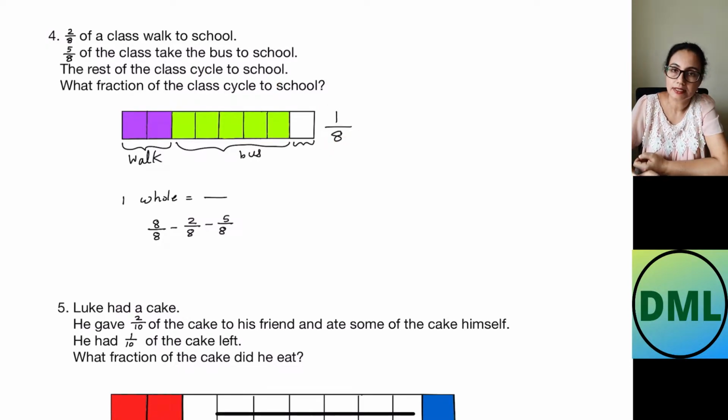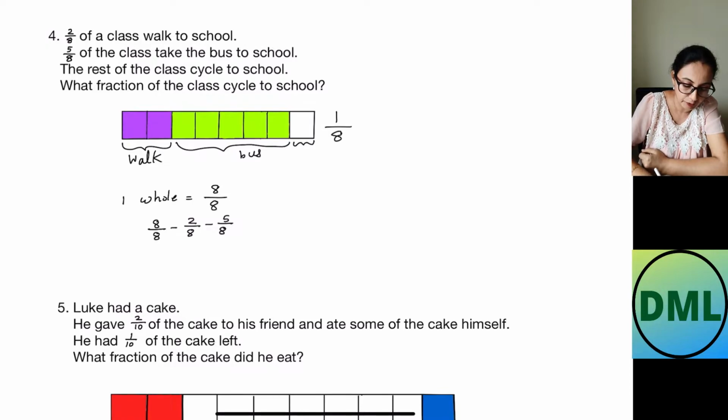Let's write this answer in some different form. So this complete is given as 1 whole. So 1 whole has how many equal parts? It has 8 equal parts. So 1 whole will be written as 8 by 8. Out of 8 by 8, I have to subtract the students who walk as well as who go by bus. Let's subtract it. Walk. 2/8 of the students walk to school. Bus. 5/8 of the students take the bus to school. Let's subtract it from 8 by 8. As you can see here, 8 by 8 minus 2 by 8 minus 5 by 8.